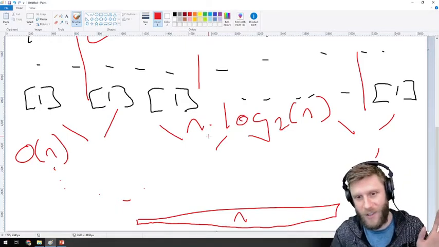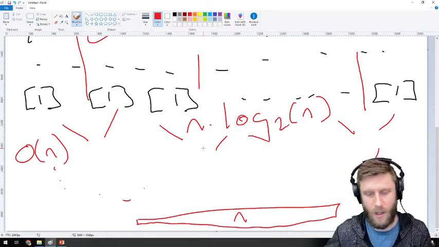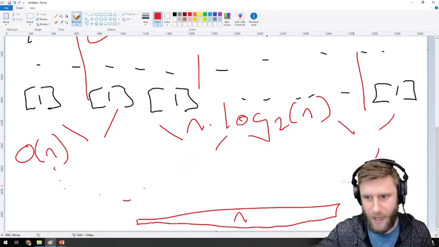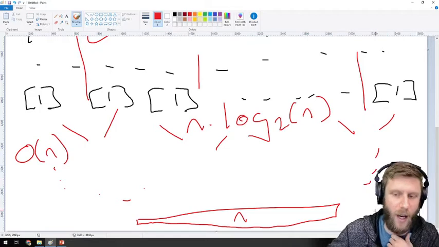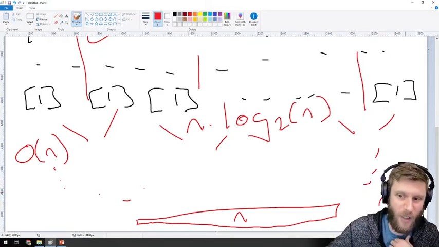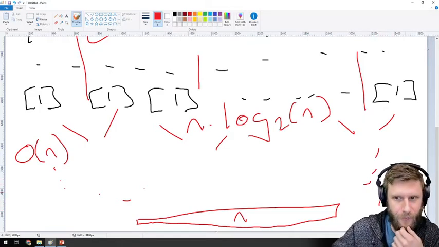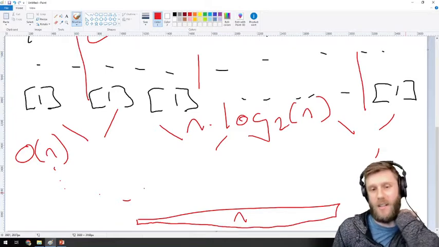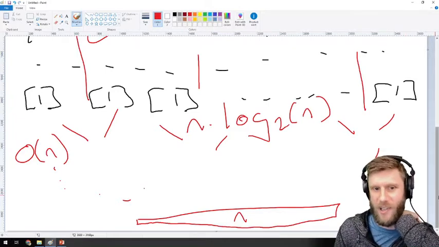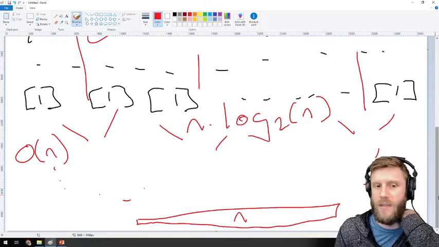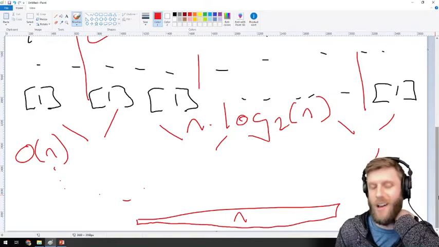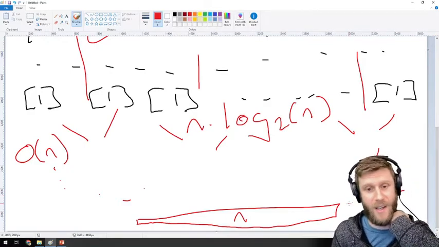Huzzah. These sorting algorithms are awesome because a lot of the other sorting algorithms we saw were mostly n squared. They were quadratic. These ones aren't, they have that log relationship. And if you have something that's quadratic and something that's n log n, the n log n thing is going to be really fast.